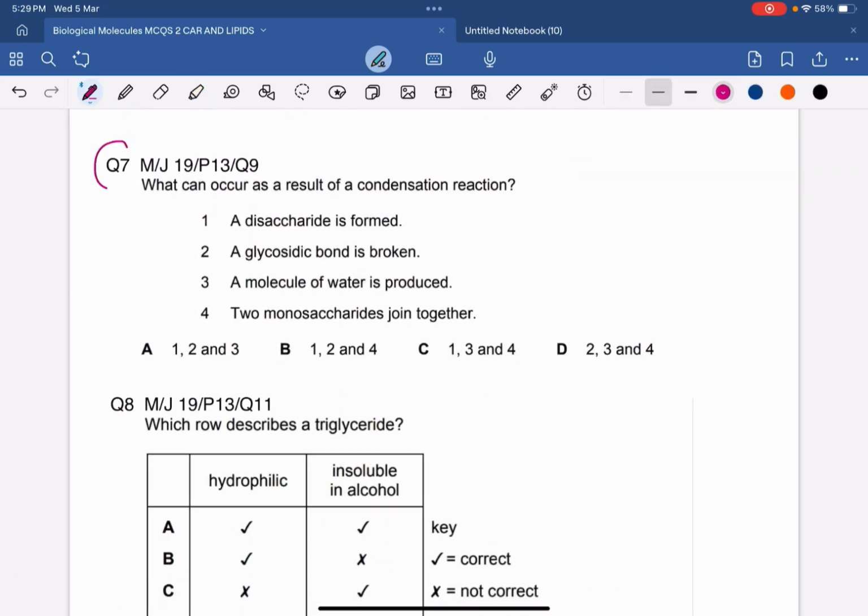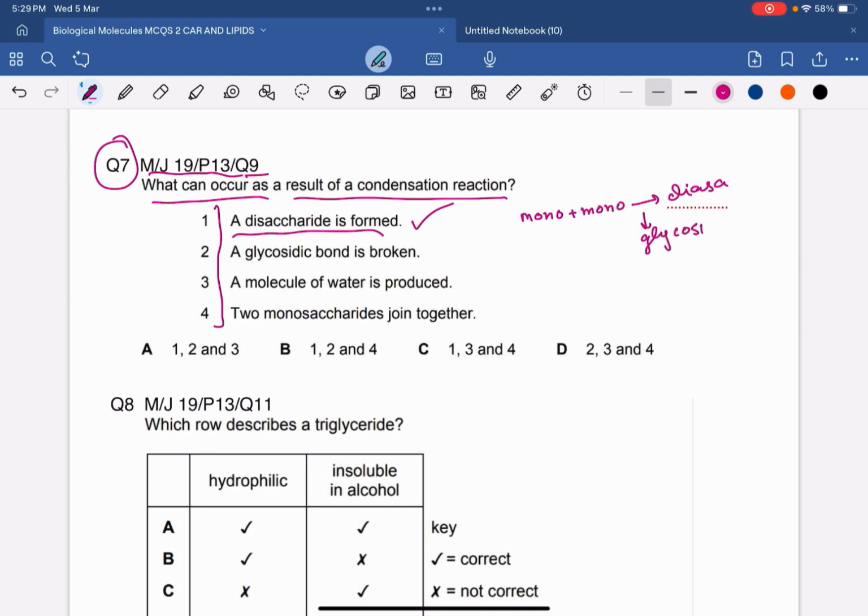Now let's have a look at question number 7, which is from May-June 19, paper 1-3, question 9. It says, what can occur as a result of the condensation reaction, and they have given us 4 statements. We have to select the statements which are correct regarding the condensation reaction. In the condensation reaction, a disaccharide is formed. Yes, this statement can be correct. Why? Because we know that 2 monosaccharides, when they combine together, form a disaccharide, right? Disaccharide is formed and the glycosidic linkage is formed over here.